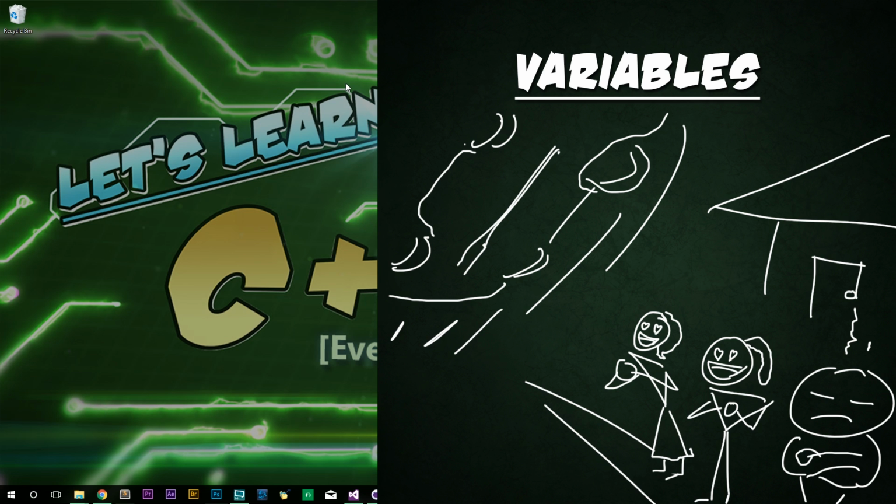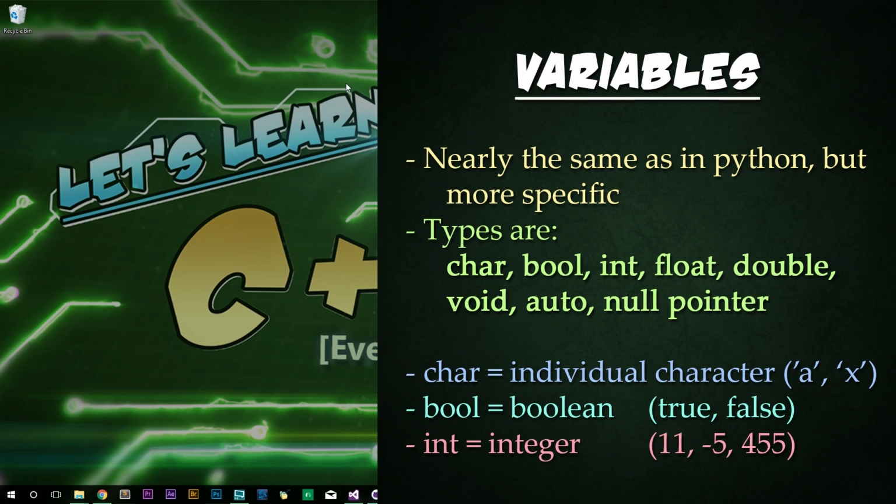Okay, enough goofing around. We know from the Let's Learn Python series that variables are used to store data. But in C++, this is tricky because you must explicitly state what kind or type the variable is. In Python, it would automatically decide it for us.